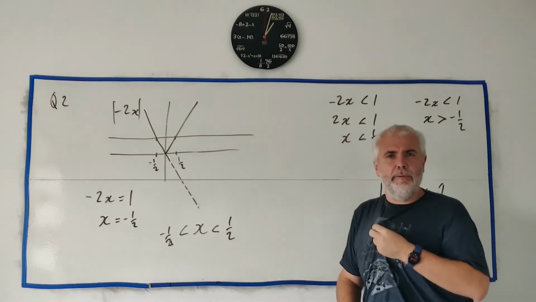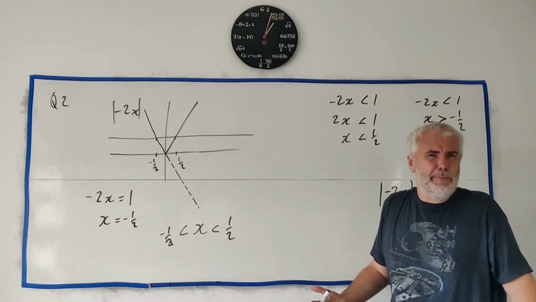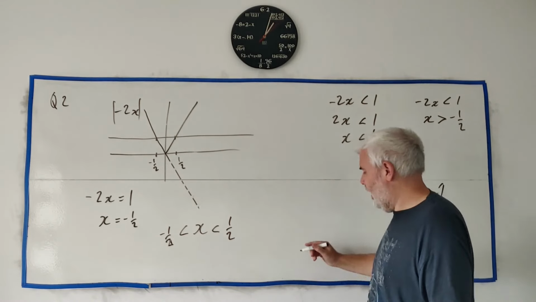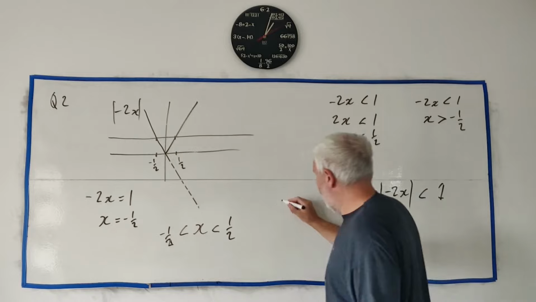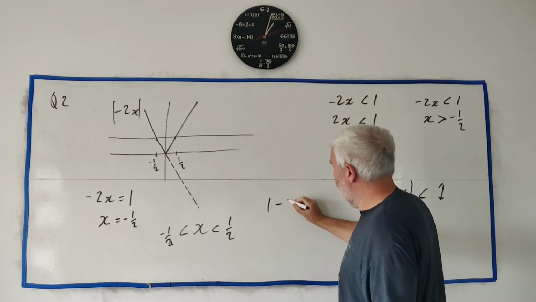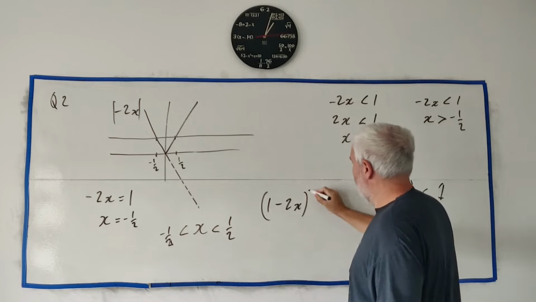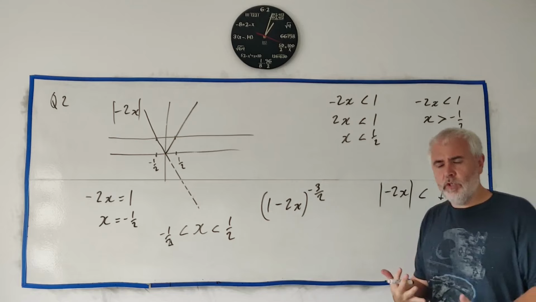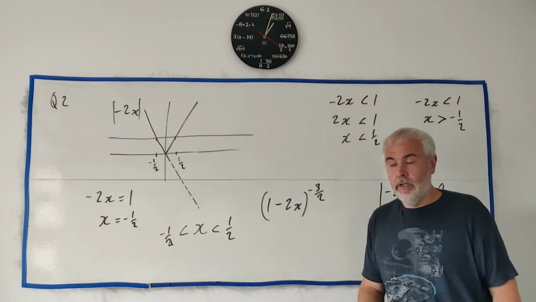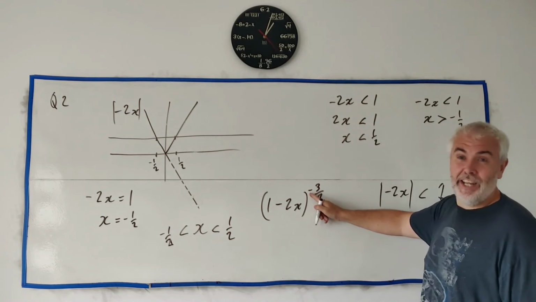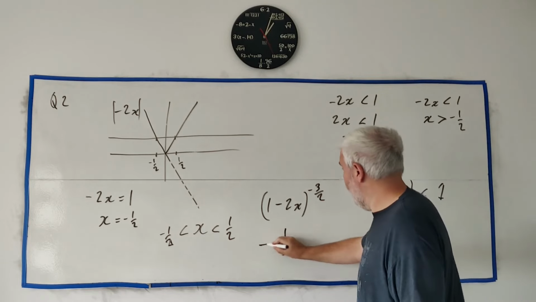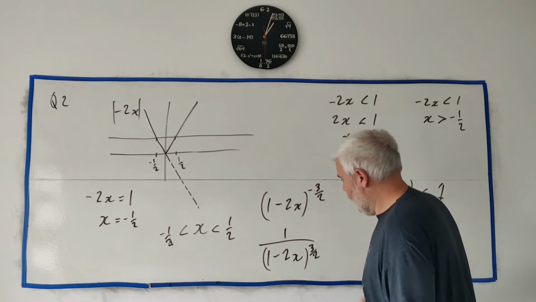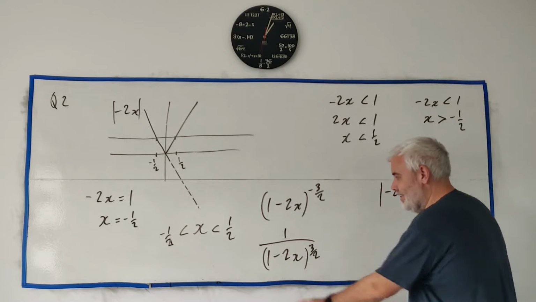I checked the marking scheme and there's something that's not there that I think maybe should be there. Maybe I'm wrong. I rubbed out the original question, but it had 1 minus 2x to the power of minus 3 over 2. When is the expression valid? I'm always worried about dividing by 0. A minus means it's dividing. This is the same as 1 over 1 minus 2x to the power of 3 over 2.